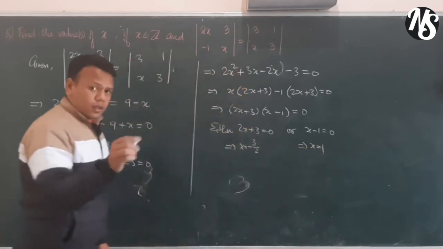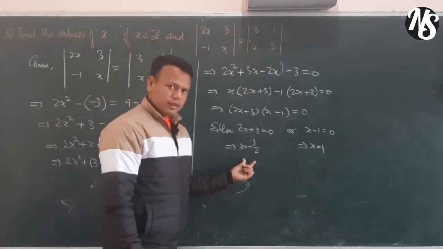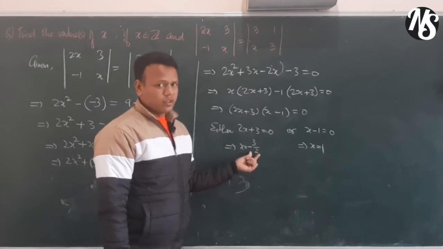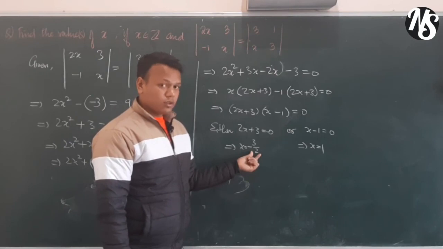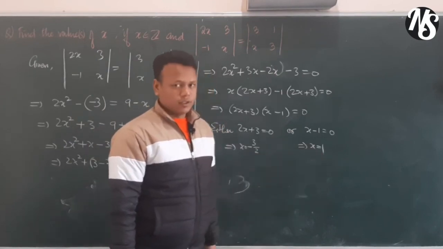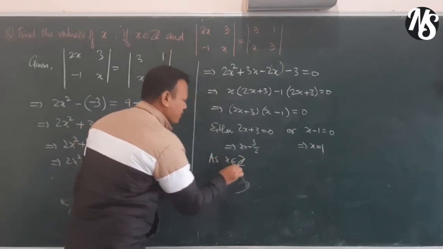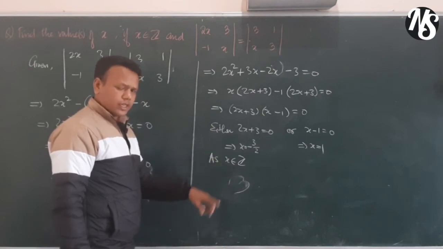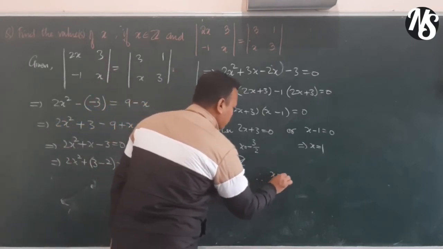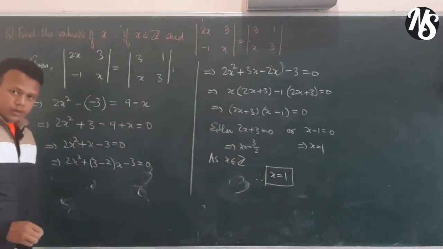Now since the question is saying that x is an integer, can minus 3 by 2 be my answer? No, because minus 3 by 2 is not an integer. Can 1 be my answer? Yes, because 1 is an integer. So as x belongs to Z, sometimes you may see I also stands for integers. Therefore we have x equals 1. So the value of x will be equal to 1.